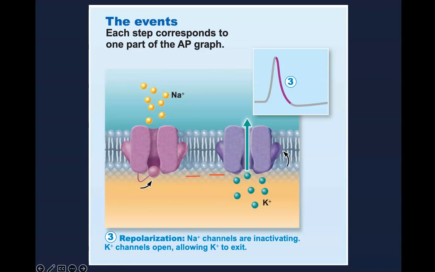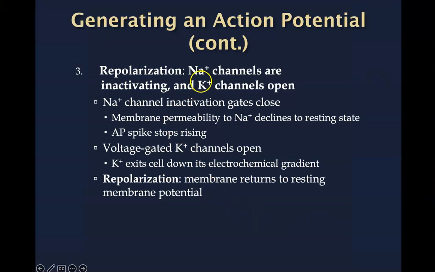So let me go to the next slide here, and it'll give you all the verbiage on it. So repolarization happens here. Sodium channels are inactivated because that inactivation gate is going to close, and potassium channels are going to open. So sodium channel inactivation gets closed, and this means that we cannot trigger it to open for a short period of time, and our action potential spike stops. Then as potassium exits the cell down the electrochemical gradient that we've set up, repolarization is going to occur, and we're going to return to our resting membrane potential.